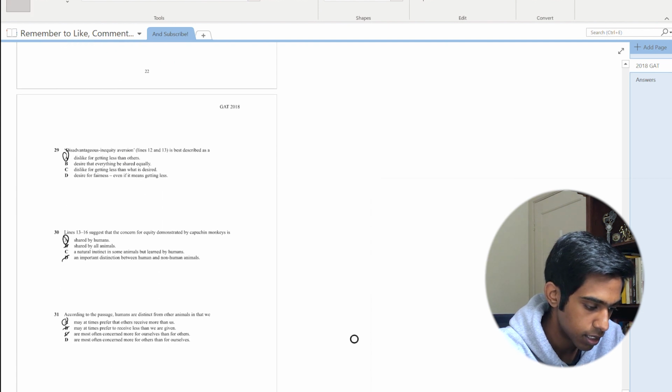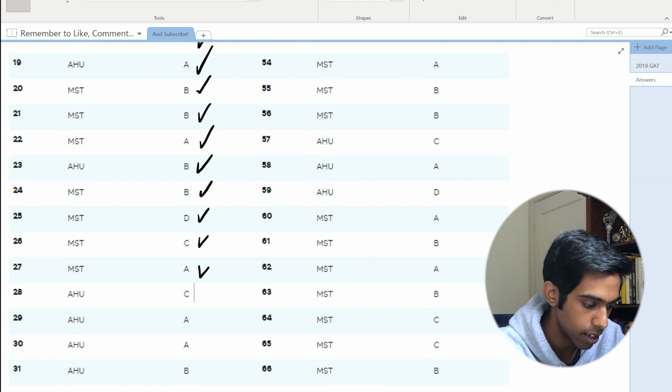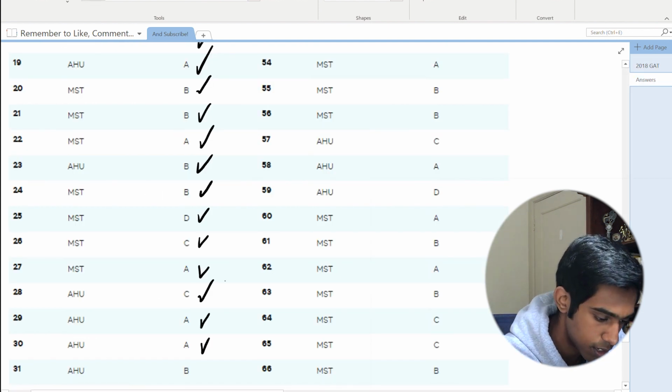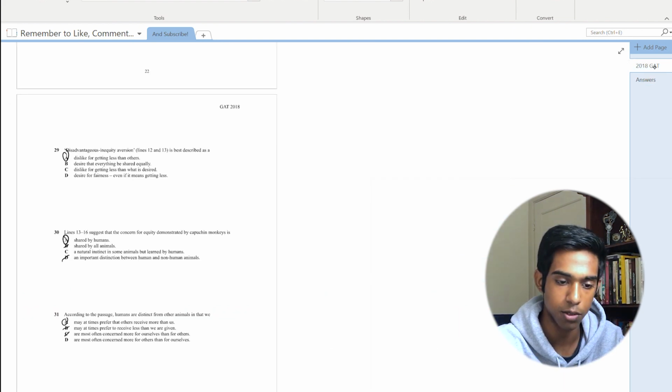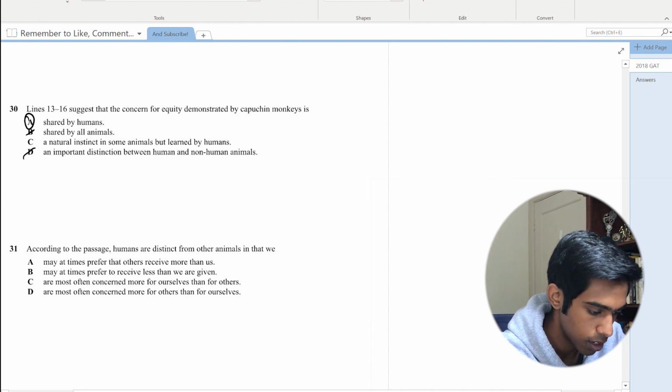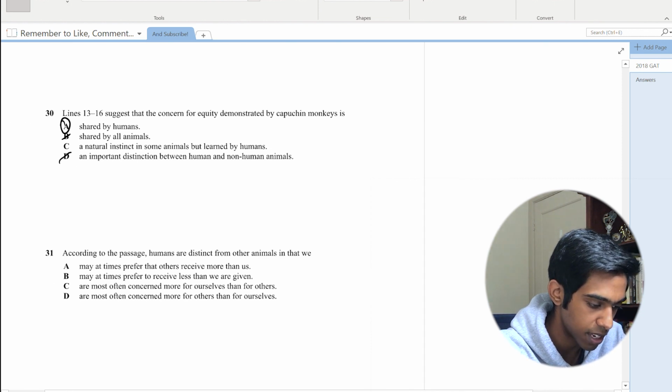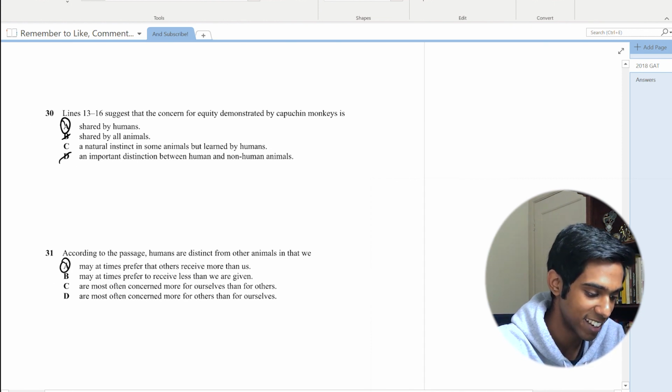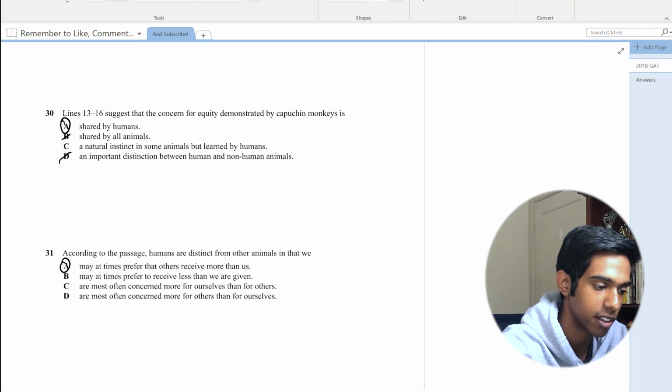So we'll just check these. We got C, A, A, A. So we had C, A, and 31 was B. So let's have a look at this one. Okay. So let's read the passage again. I crossed out B, so actually we'll just keep circling and we'll use red.